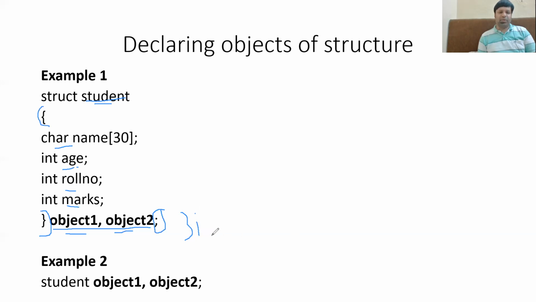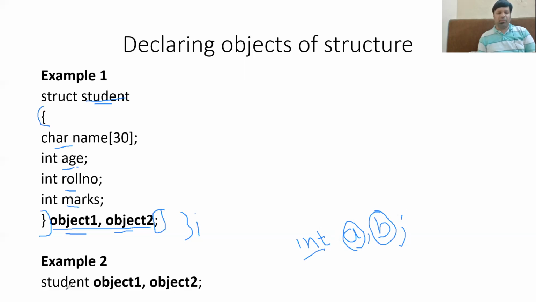And in case you did not create the objects of the structure using example 1, then you can create the objects of a structure later on in the program using example 2. This is a method similar to creating the variables of any user defined data type. For example, int a comma b. Here we have created 2 variables or objects of the integer data type.